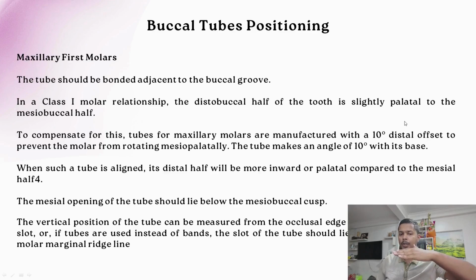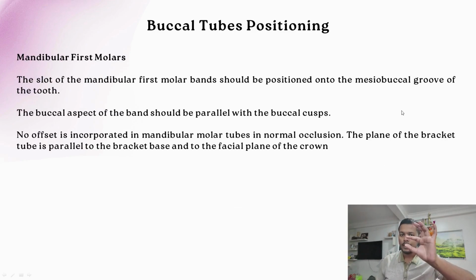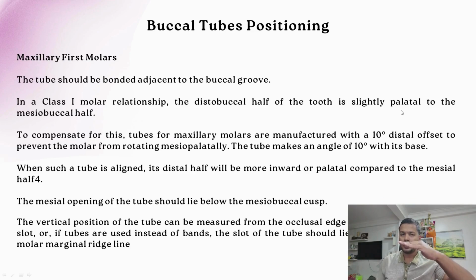If you turn the buccal tube like this, there's a 10-degree offset in the buccal tube to prevent the molar from rotating mesiopalatally. The tube makes an angle of 10 degrees with its base. When such a tube is aligned, the distal half will be more inward, or palatal, compared to the mesial half.